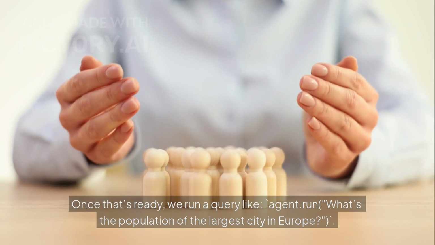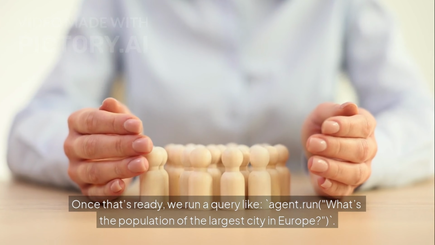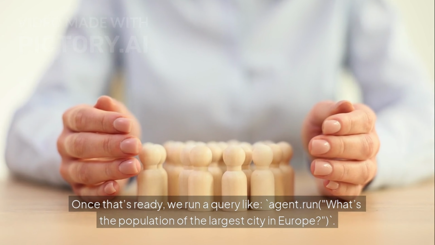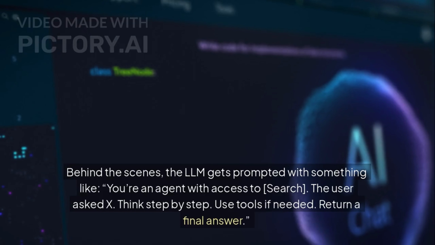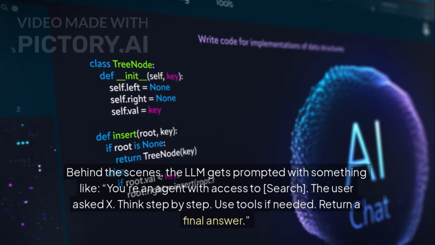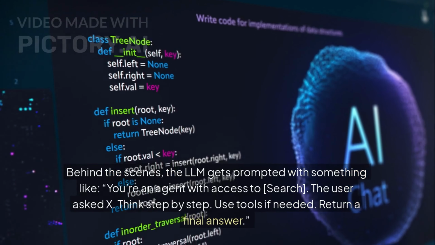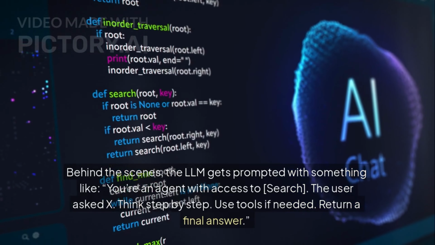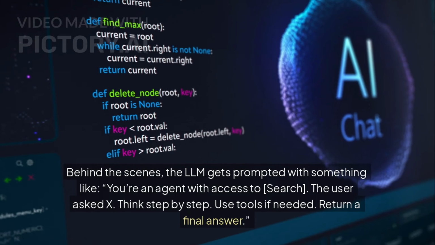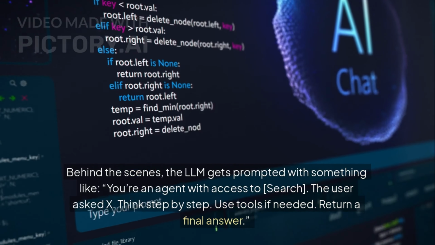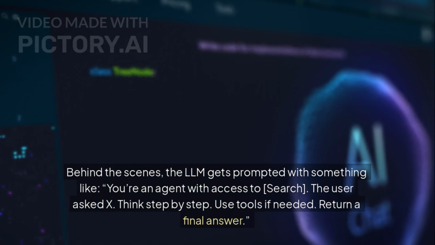Once that's ready, we run a query like agent.run. What's the population of the largest city in Europe? Behind the scenes, the LLM gets prompted with something like, you're an agent with access to search. The user asked X. Think step by step. Use tools if needed. Return a final answer.